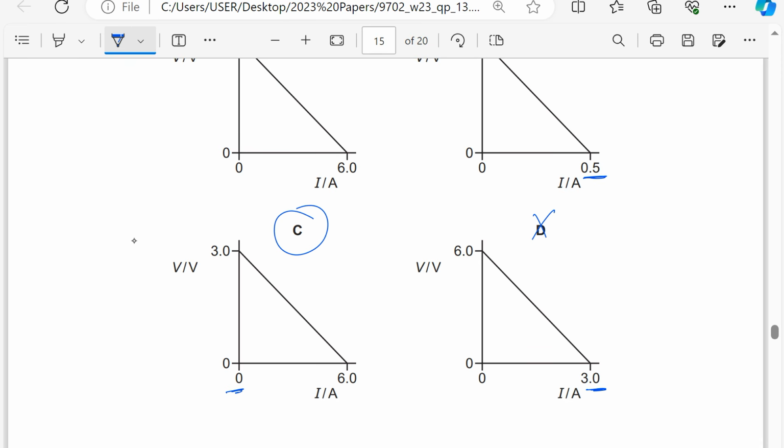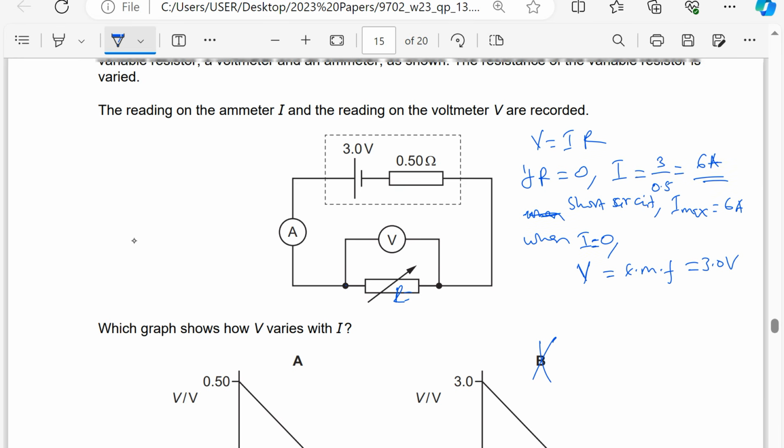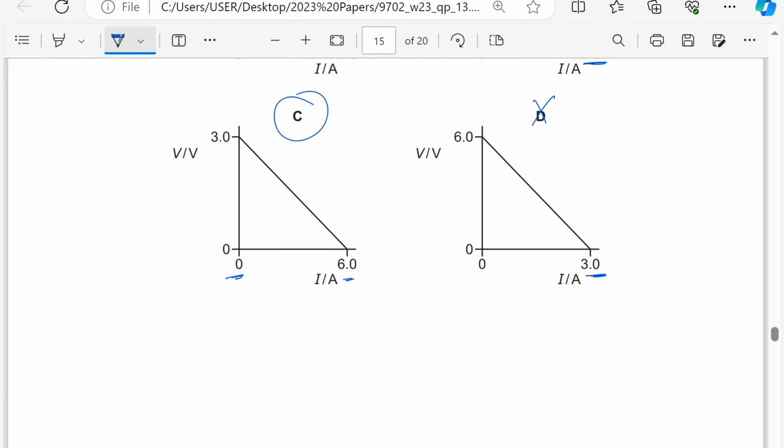And the maximum current is going to be 6.0 when the PD across the resistor is 0, because if R is 0, V is equal to I times 0. When V is 0, the maximum current is 6, so the answer is going to be C.